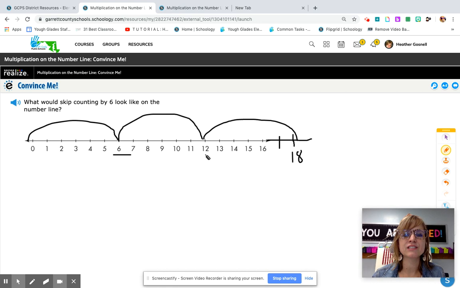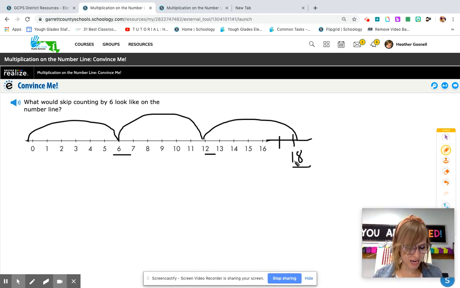6, 12, 18. It's the same as skip counting by 2s and 5s and 10s. When we skip count by 5s, we start with 5 and we jump 5 and then 5 more and then 5 more and we end up with 5, 10, 15, 20. It's the same thing. You can skip count with any number 2 and up. So 6, 12, 18 is skip counting by 6.